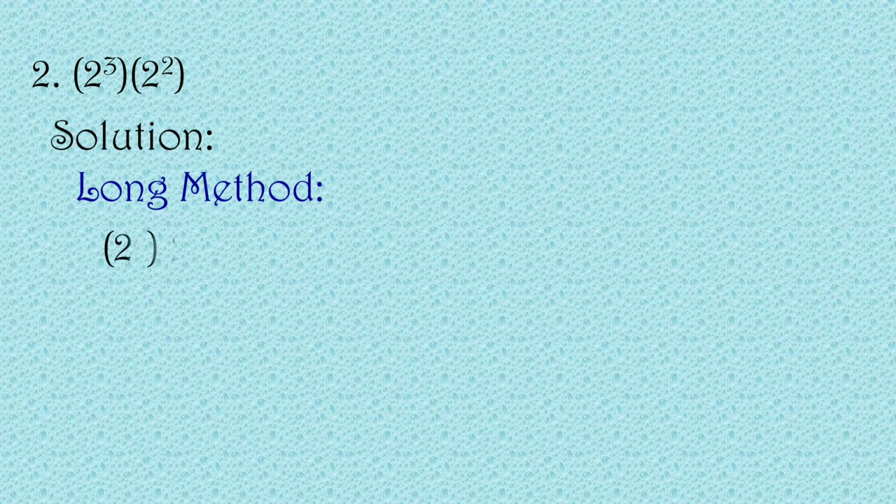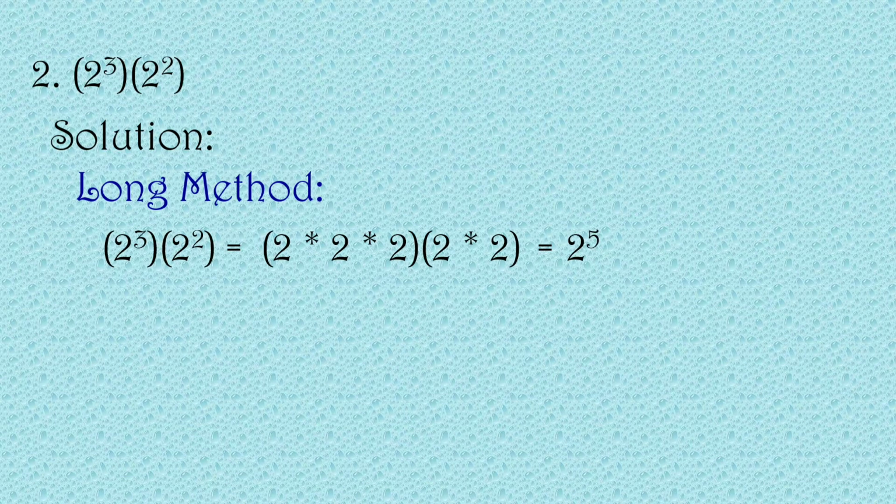Number 2. Quantity 2 raised to 3 times quantity 2 raised to 2. Pwede natin siyang i-expand. Tatlong beses natin i-multiply si 2, tapos dalawang beses natin i-multiply si 2. Kung bibilangin nyo yung 2 dyan, meron tayong 5. So, magiging 2 raised to 5. Ang 2 raised to 5, hindi po siya 2 times 5. Baka sagot nyo dyan, 10. Hindi. 5 beses nyo i-multiply si 2. So, 2 times 2, 4 times 2, 8 times 2, 16 times 2, 32. Ang sagot natin ay 32.